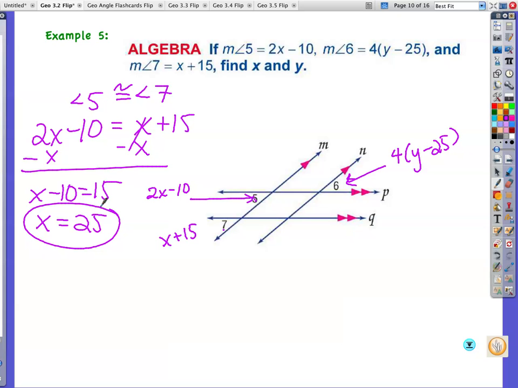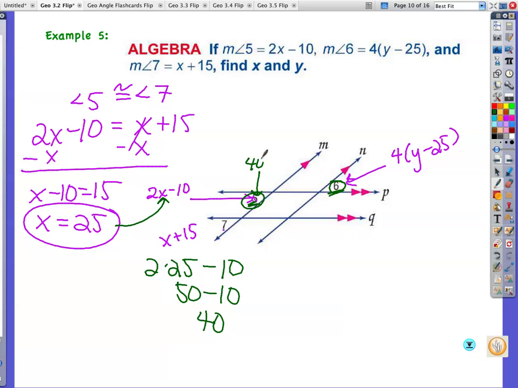Now I'm going to use that piece of information to try to find y. Angles 5 and 6 are alternate exterior angles, which means they are congruent. So I can set angle 5 congruent to angle 6. Let me figure out what angle 5 is. I'm going to put x in. I've got 2 times 25 minus 10, so I have 50 minus 10, which is 40. So this is 40 degrees. That means angle 7 is 40 degrees. And angle 6 must also be 40 degrees because it's congruent to angle 5. Well, that means this statement is equal to 40 degrees.